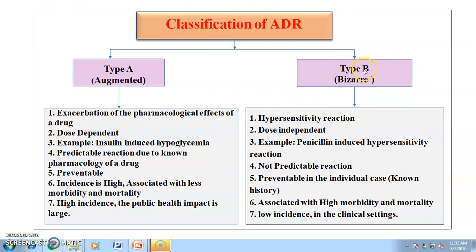Coming to type B reactions, these are hypersensitivity reactions. These are dose independent. They are not dose dependent like in the case of type A. These type B are totally dose independent. An example is penicillin-induced hypersensitivity reactions, or any other drug-induced hypersensitivity reactions. These reactions are not predictable, and they are not caused by the pharmacological effects of the drug, but they can be preventable in individual cases. If the patient's known history is already available, we can prevent it. The associated morbidity as well as mortality is very high here, but in clinical settings the incidence is very low.